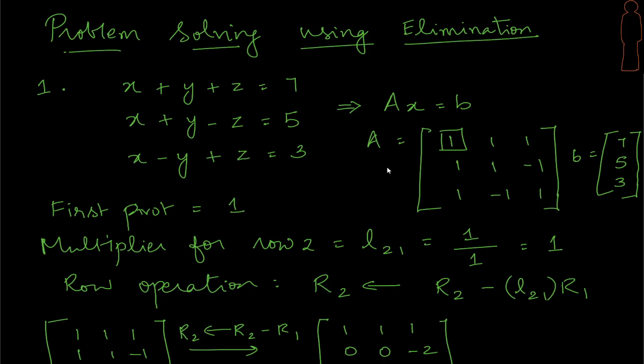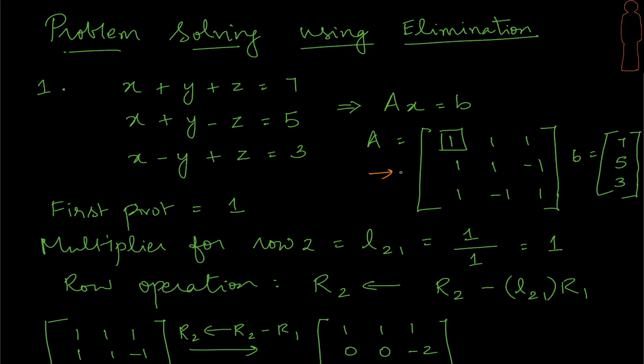Okay, we begin with a very simple problem. We have three equations in three variables, and let's try and solve this. Here it is. I picked up the coefficient matrix here. Let's keep the B separately, and we will operate on B as we finish our row operations on A. So the first pivot is quite clear. The first pivot is 1.